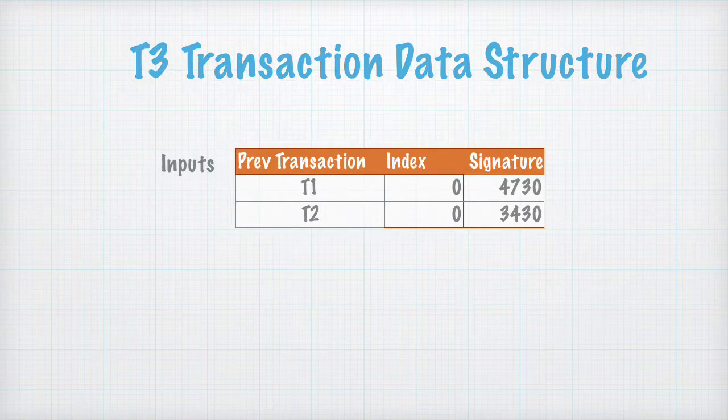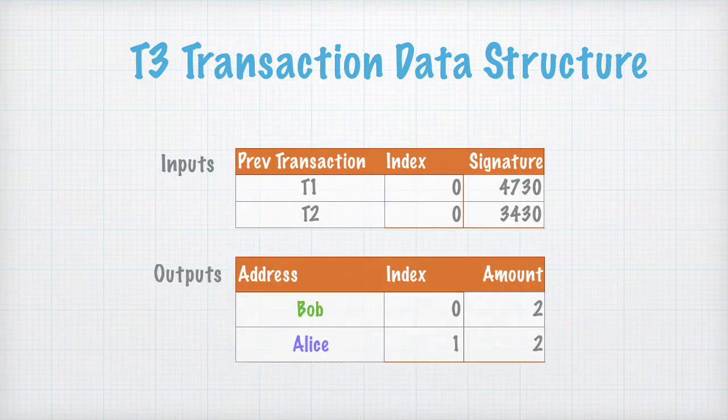This is essentially some code. You can see there are two outputs for this transaction, so they're given different indexes, 0 and 1. The first output goes to Bob, so that was colored in green, and it's 2 Bitcoins. And then the change goes back to Alice again, which is a total of 2 Bitcoins.